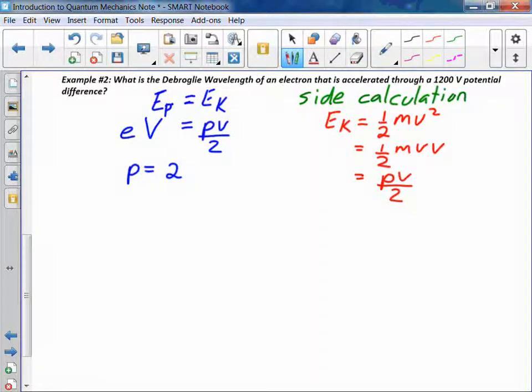I have a different solution written down than I did last time. Where was the velocity? Oh, because we don't know its velocity. That's what the problem was. So what do you make velocity to?